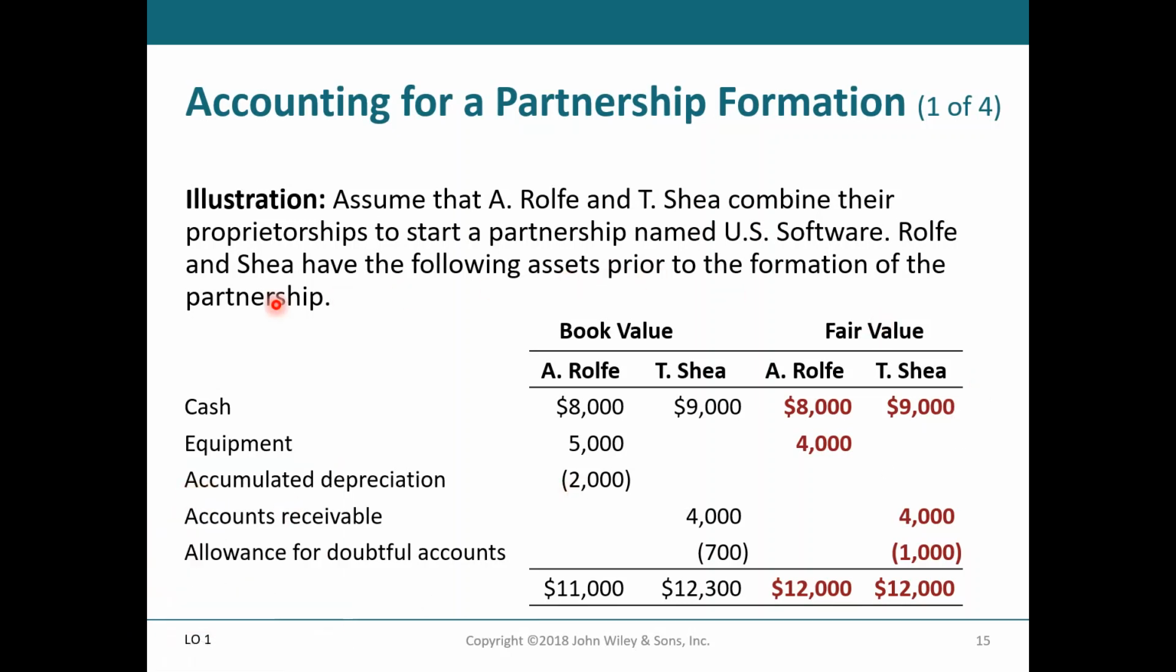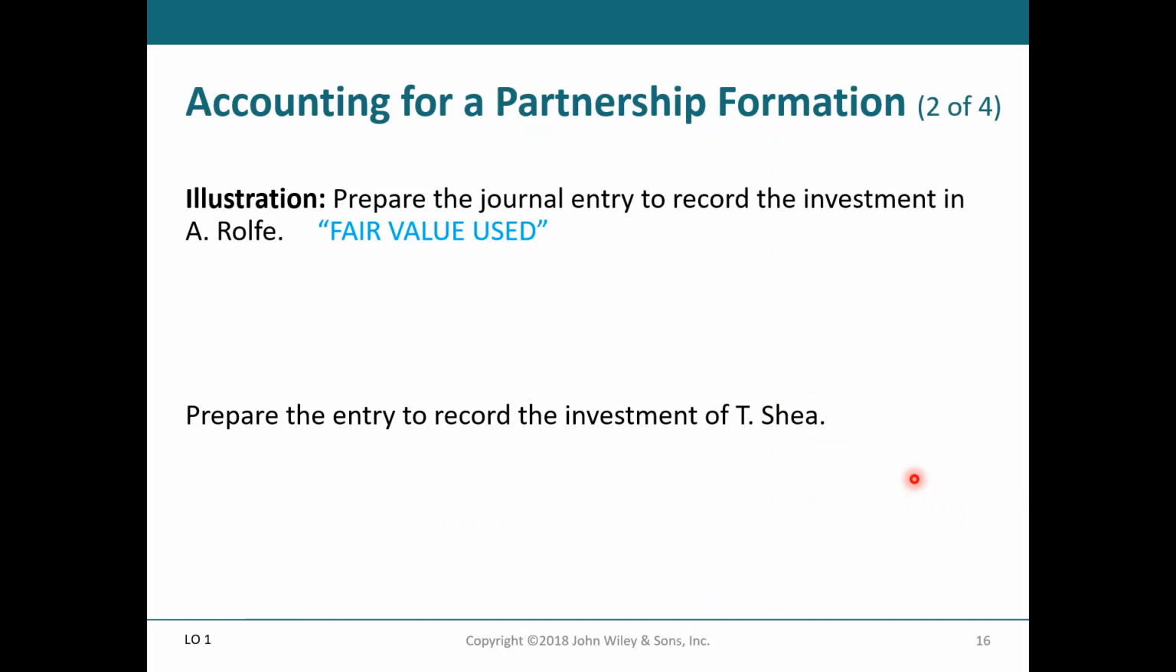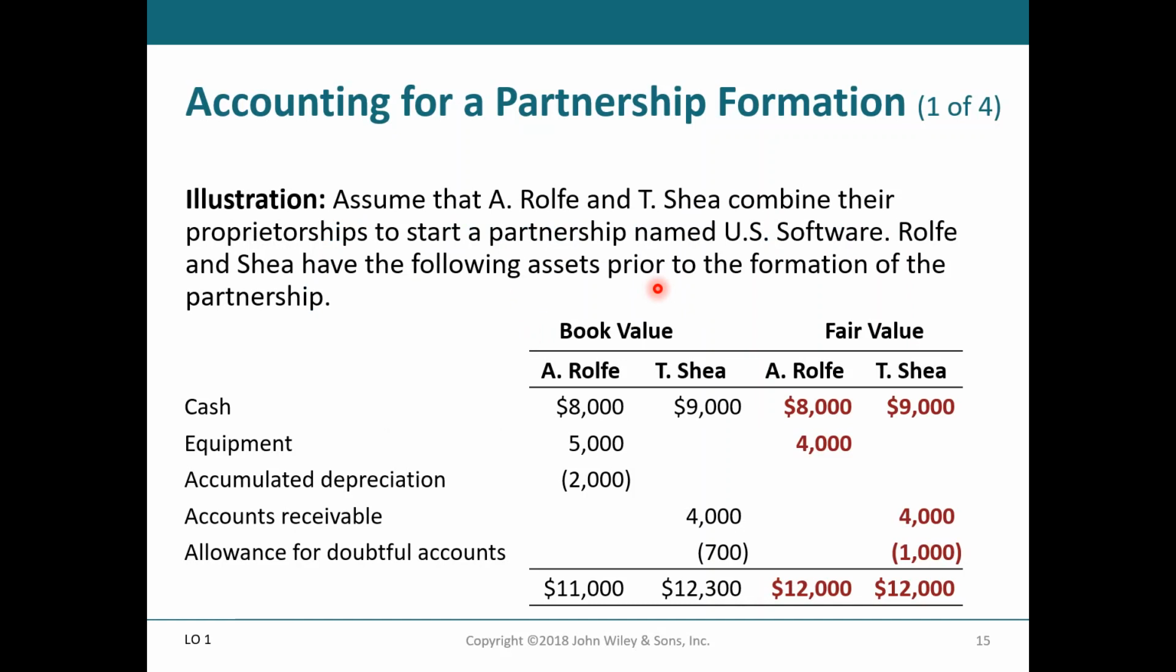So here to give you an illustration of their assets before combining. And so cash, equipment, accumulated depreciation, accounts receivable, and allowance for doubtful accounts. They give you the book value for both individuals in their companies and the fair value. So we're going to prepare the journal entry to record the investment of Ralph. I noted here that you're going to use the fair value. So if you look back, you're always going to use the fair value when you're combining companies.